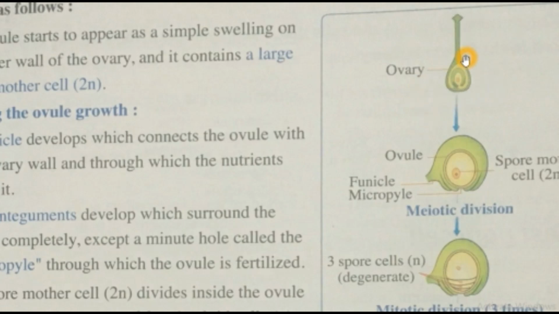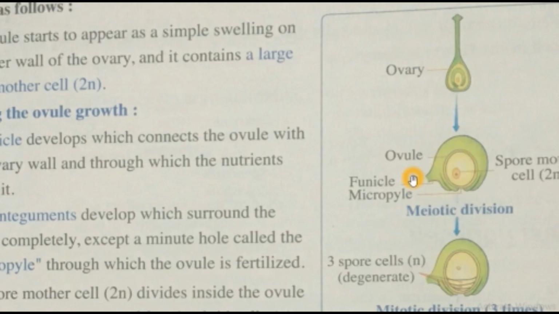Here we have the carpel. It consists of a swollen part called the ovary and the style, and the upper part is called the stigma. So inside the ovary we have a large number of spore mother cells. They are 2n.